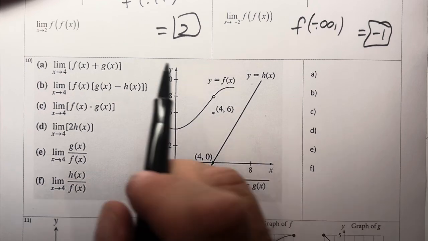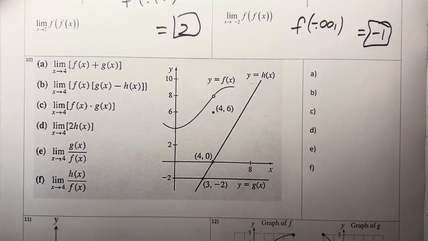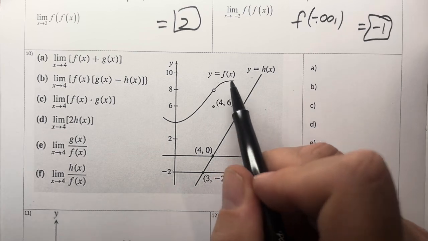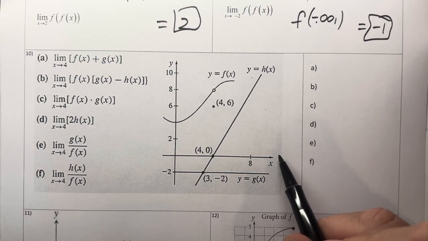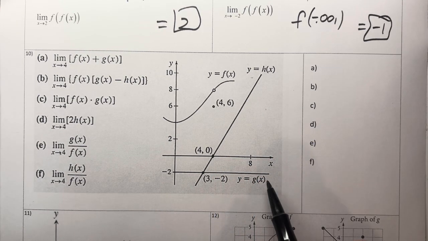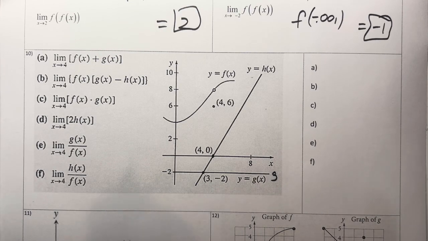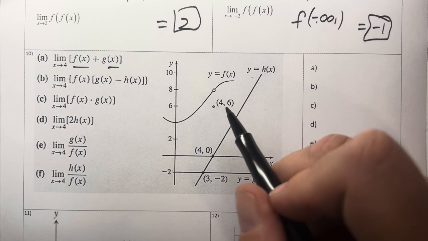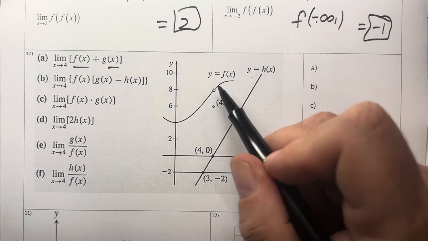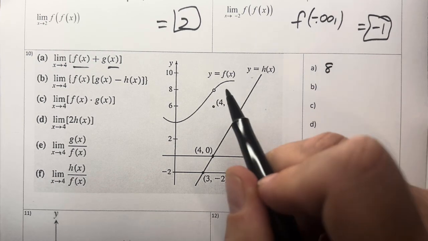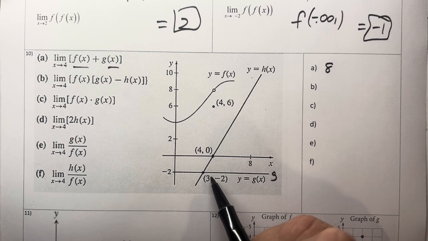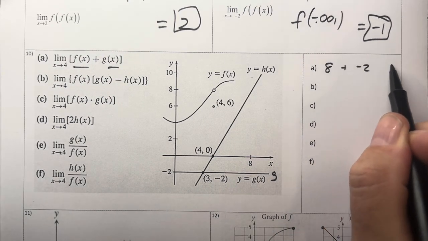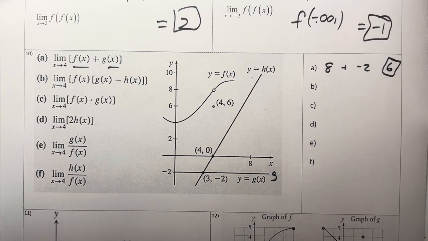All right, so I just stole this from a book. It looks like just a bunch of practicing, getting used to this. This is f, this is h, and g is down here. Okay, g is at -2. All right, so f and g near 4. f is at 8. And g is going to be at -2 no matter what. So that's going to add up to 6.